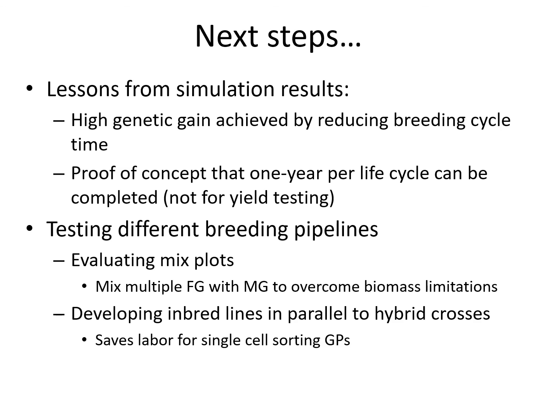There are other breeding pipelines that are worth assessing. For example, in order to overcome the gametophyte biomass limitation, we could make mixture plots where multiple female and male gametophytes are used, much like in forage breeding. Our goal is to select the best gametophytes and recommend them to farmers for making hybrid crosses. So far, we do not have much data on inbred lines, though inbreeding depression seems very unlikely, so we need to continue our efforts in developing inbred lines, which could help reduce labor in the long term, as by then we would not need the single-cell sorting step for the gametophytes.